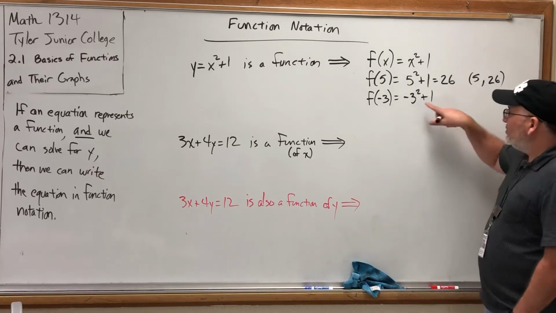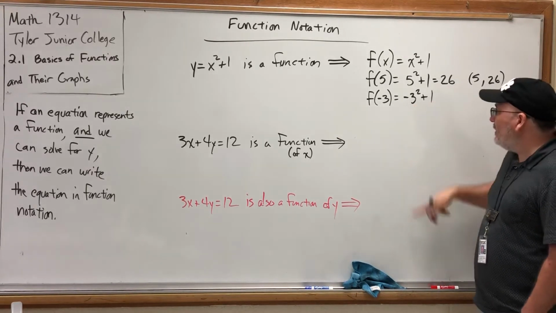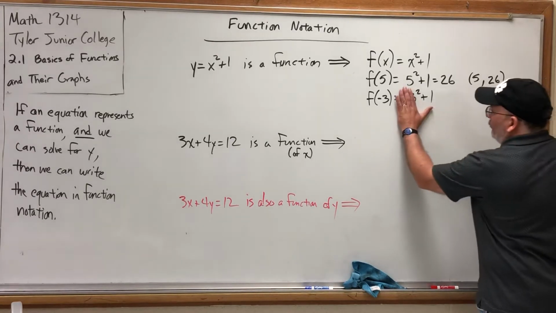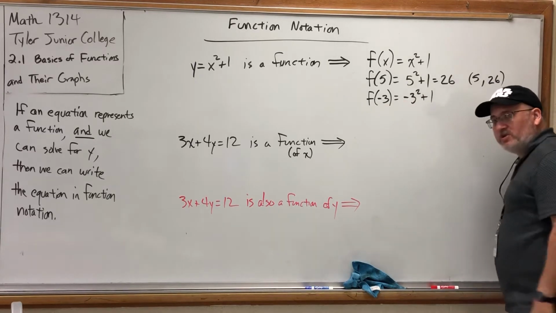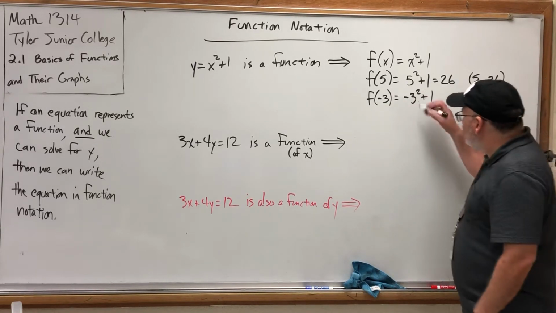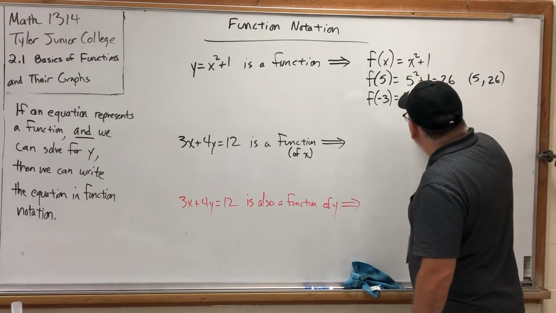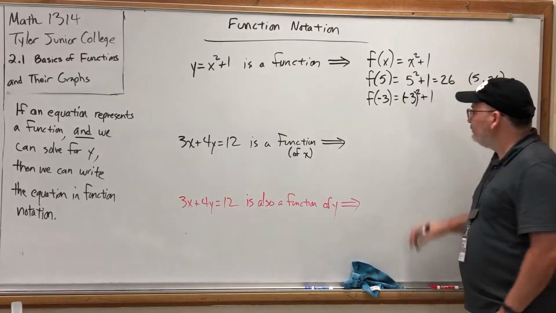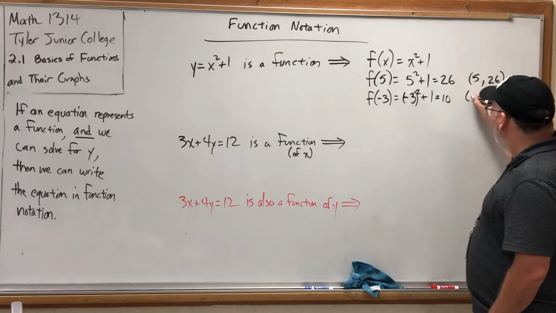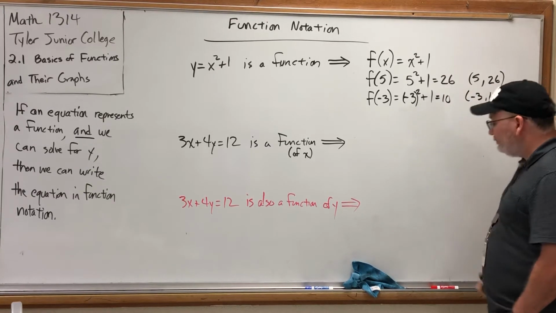A square belongs to the thing immediately to the left of it. If you write this, you are squaring only the 3, which makes it a 9. And then after that, the negative comes in and turns it to a -9. To square a number in a calculator, you have to put it in parentheses. Otherwise, the negative doesn't get squared. The output is 10, the ordered pair is -3, 10.